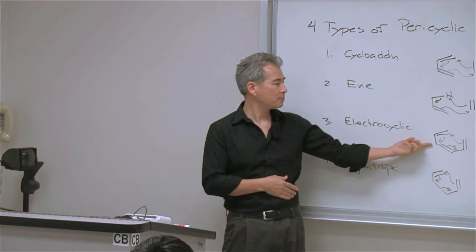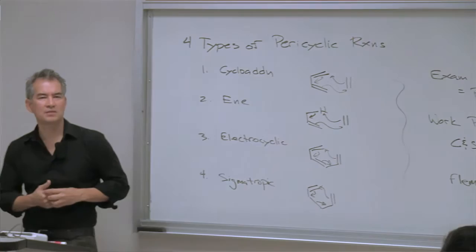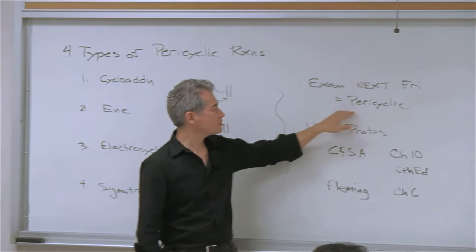And today we'll start on sigmatropic reactions, where instead of having a full pi system, we have to have at least one sigma bond in the transition state that's participating. Our exam is next Friday. It's going to cover all pericyclic reactions, so we should be able to finish that on Friday. So we'll be done with that.